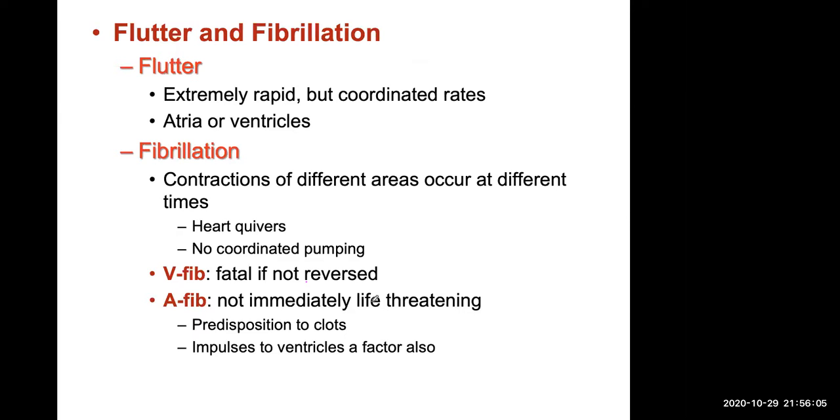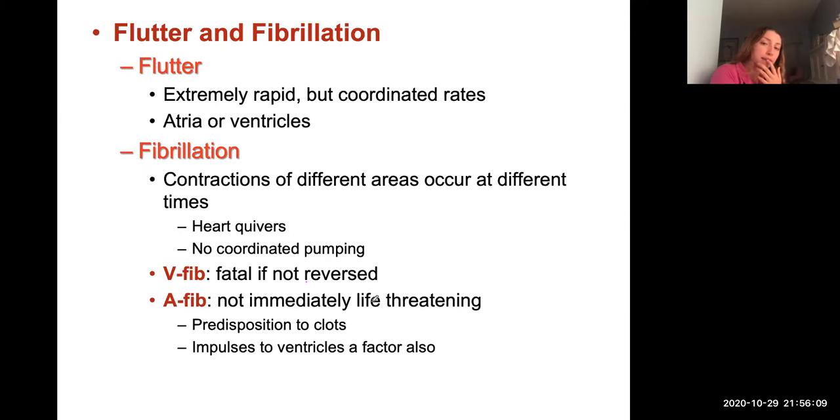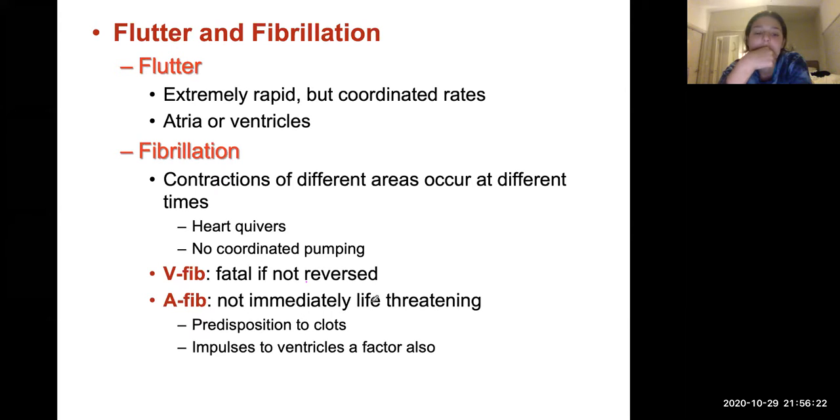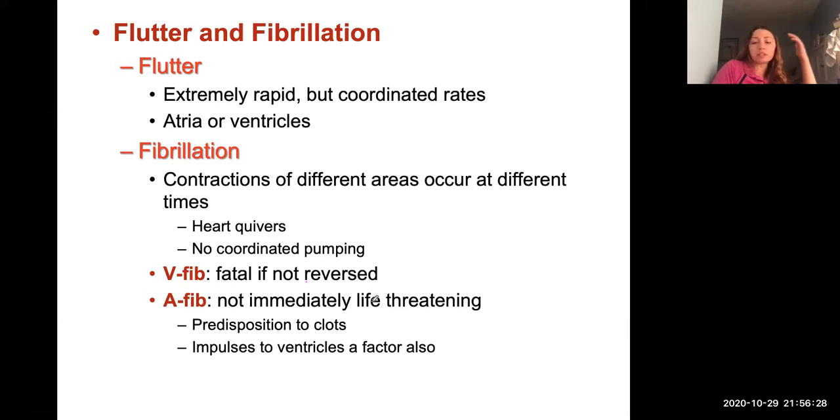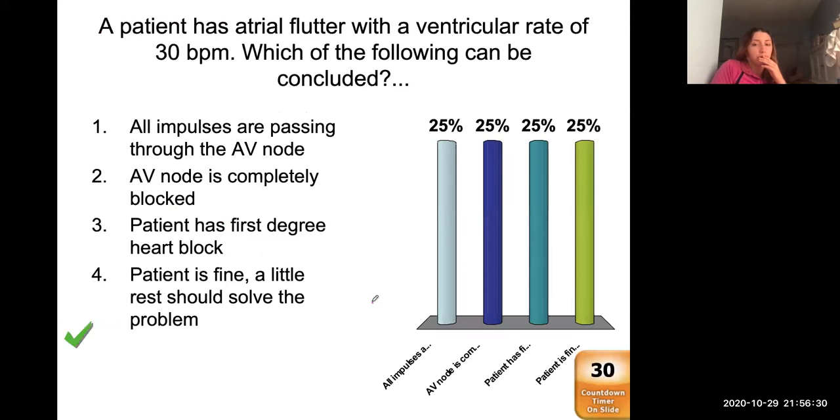Okay, so it's a rapid rate. Flutter is an extremely rapid but coordinated rate. So in atrial flutter, the SA node would probably have been shooting off lots and lots of action potentials very fast, but the signal is blocked, so it's not even sending them. I think there's a picture.